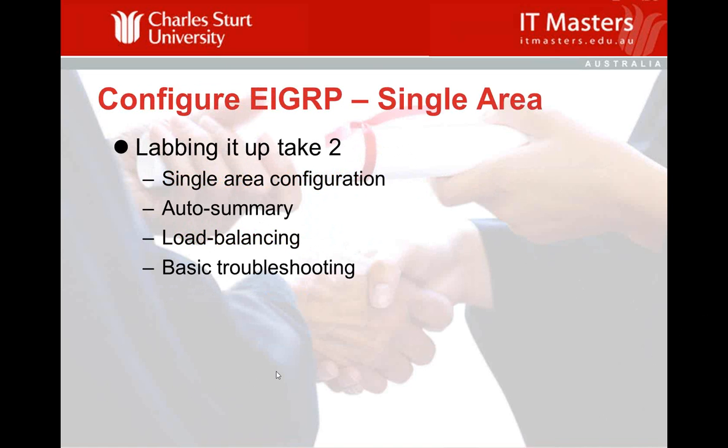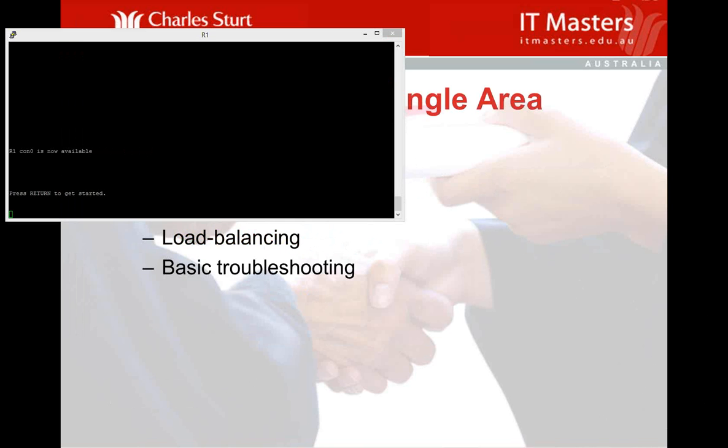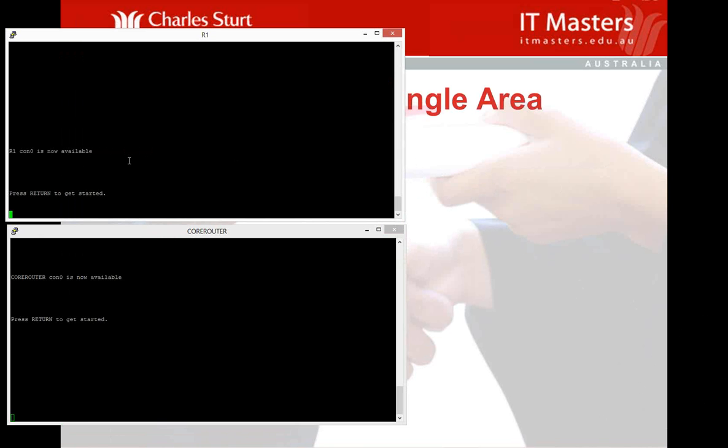Okay, let's go back to our lab and have a little bit of a look at some EIGRP routing. Now, for the purposes of the exam, we only need to worry about single area configuration, and there'll be maybe some auto summary, some load balancing, and some basic troubleshooting we're just going to have a quick look at before we go on to OSPF.